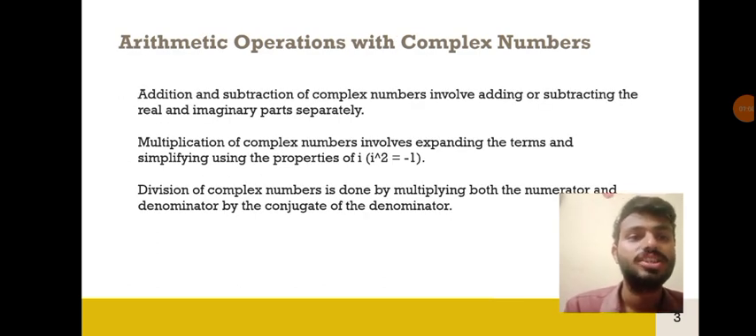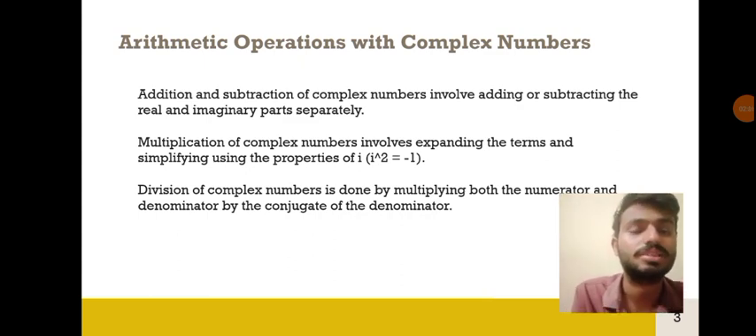Arithmetic operations with complex numbers. Addition and subtraction of complex numbers involve adding or subtracting the real and imaginary parts separately. Multiplication involves expanding the terms and simplifying using the property i squared equal to minus 1.